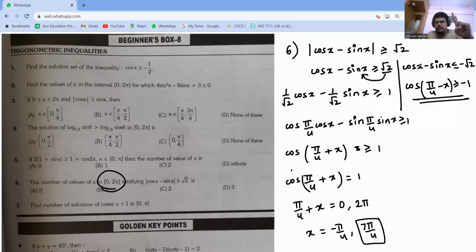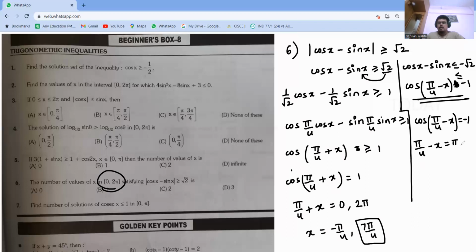Sorry guys. ये less than equal to है. My bad. It's less than equal to minus 1. So over here, cos of pi by 4 minus x has to be equal to minus 1. It can't be less than minus 1. It has to be equal to minus 1. Chalo, so cos of which angles is minus 1? Cos of pi, cos of pi, and negative pi भी बोल सकते हैं हम. We can say negative pi also.